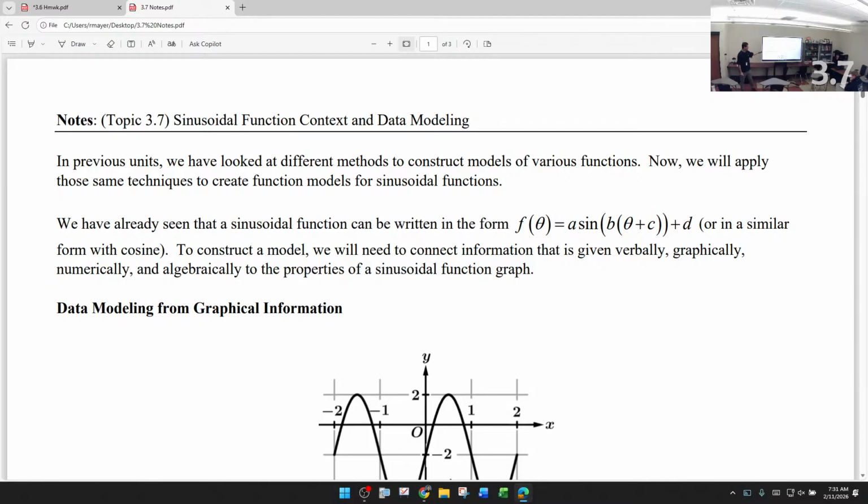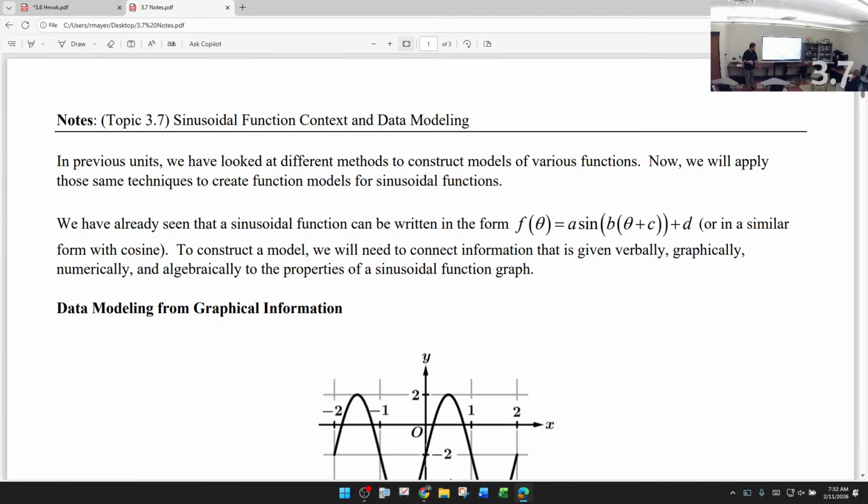Okay? We've already seen that a sinusoidal function can be written in the form f of theta is equal to a sine b theta plus c, plus d. And our big question is, what is a, what is b, what is c, and what is d? Or a similar form with cosine. So it may be cosine instead of sine. To construct a model, we're going to need to connect information that's given verbally, graphically, numerically, and algebraically to the properties of sinusoidal functions.